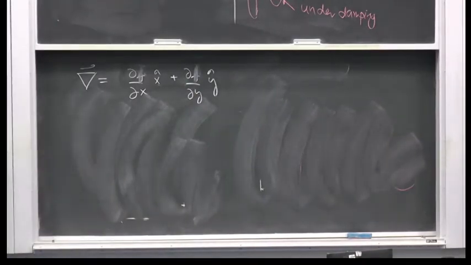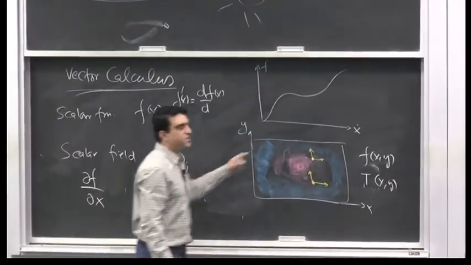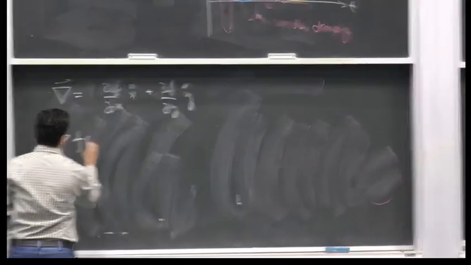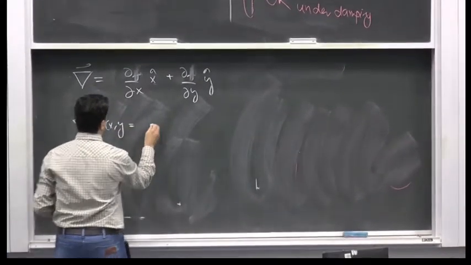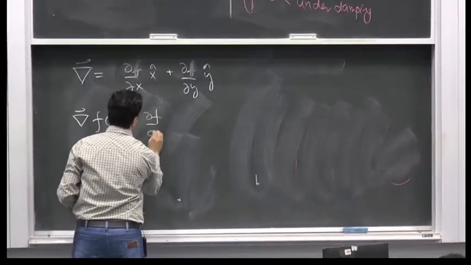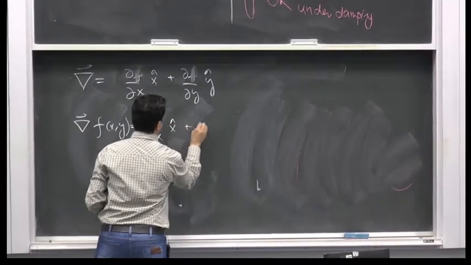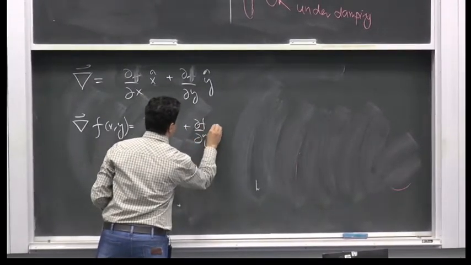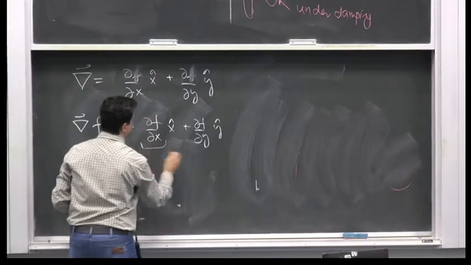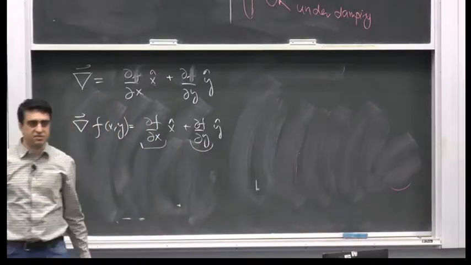And how do you extract that information from this function? You apply the operator on this function, so which is del on f of x, y. That would be equal to del f by del x, x plus del f by del y, y. So this would give you a change along x, this would give you the change along y.